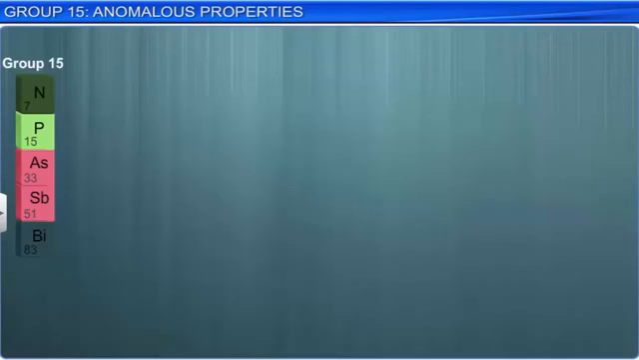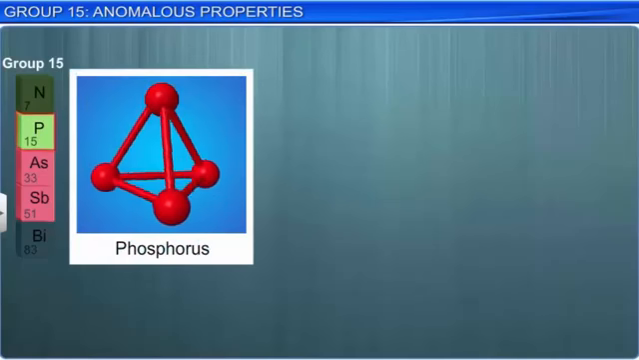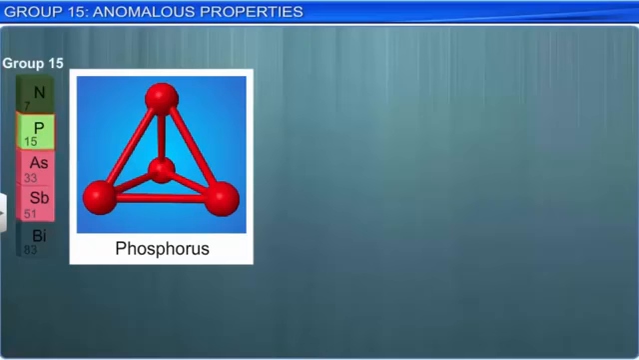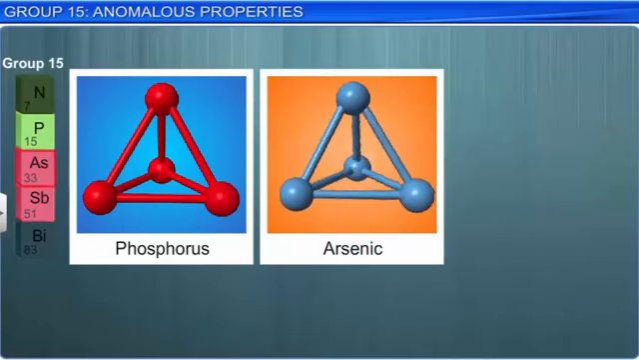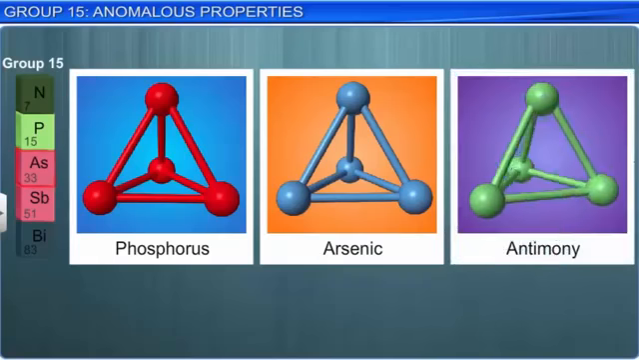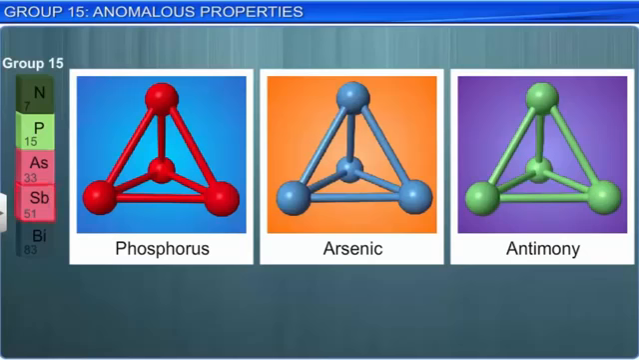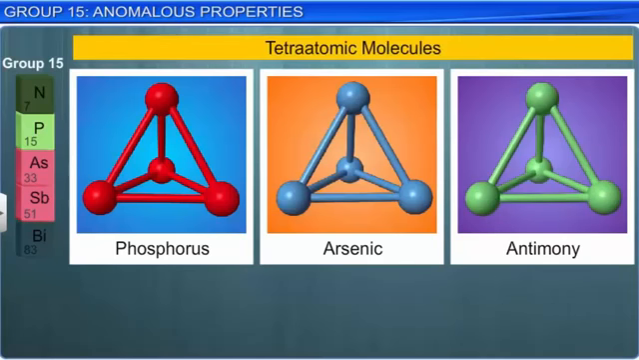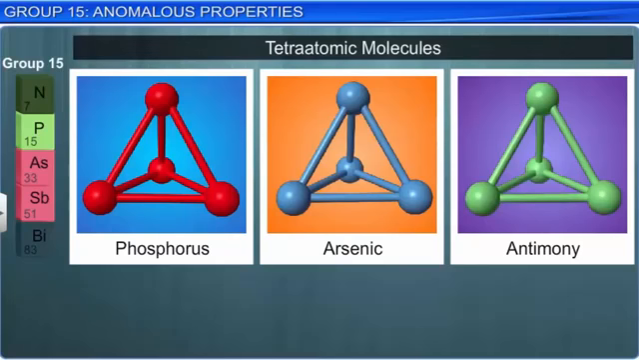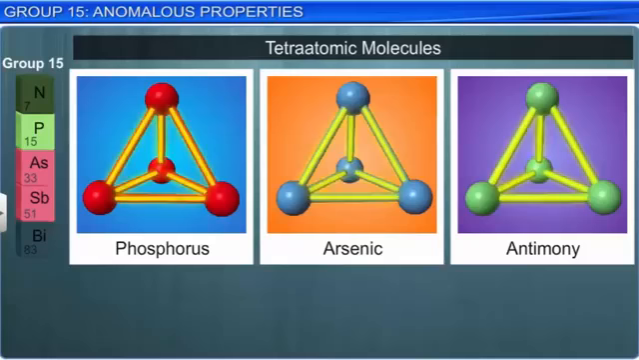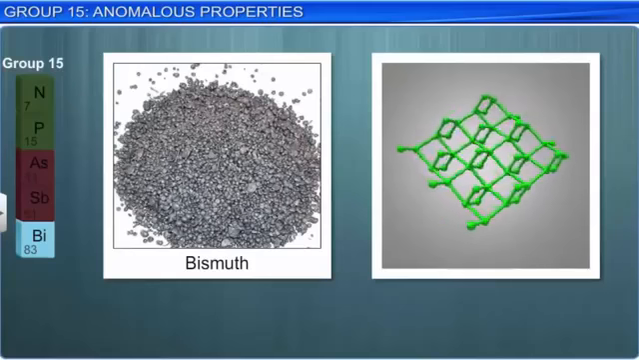On the other hand, the other elements in the group, such as phosphorus, arsenic, and antimony, exist as tetraatomic molecules, as represented here. In all these molecules, only single bonds are present between the atoms. Note that bismuth forms metallic bonds in its elemental state.